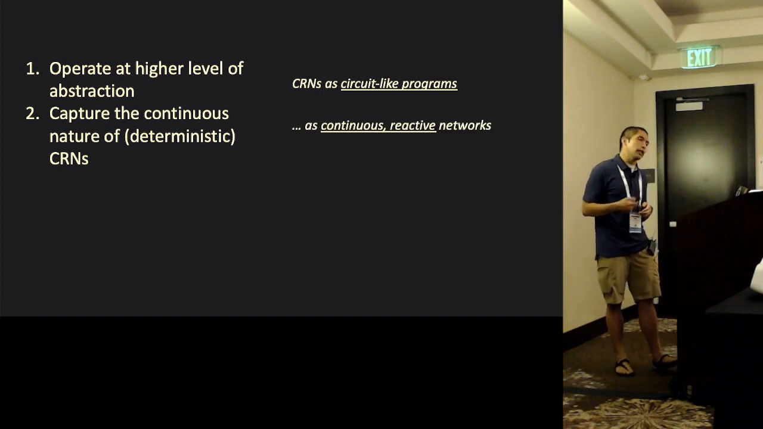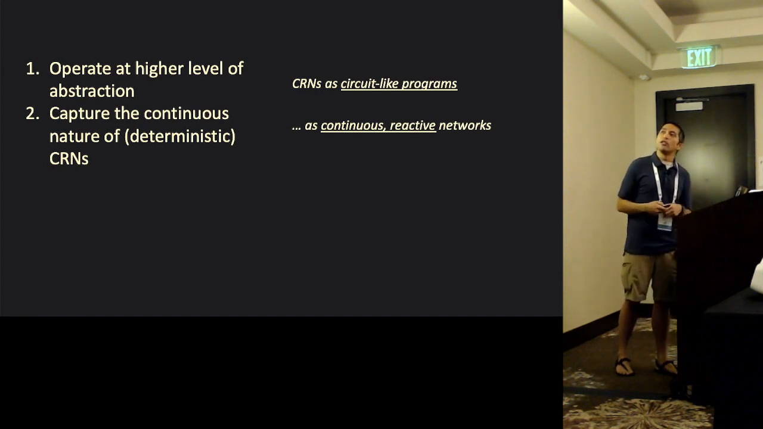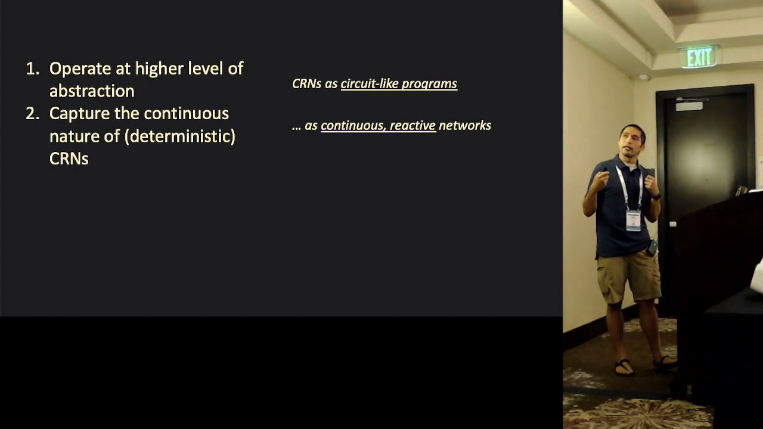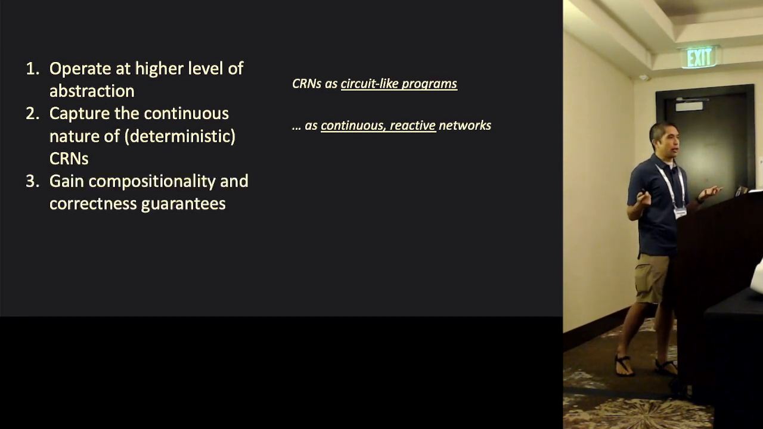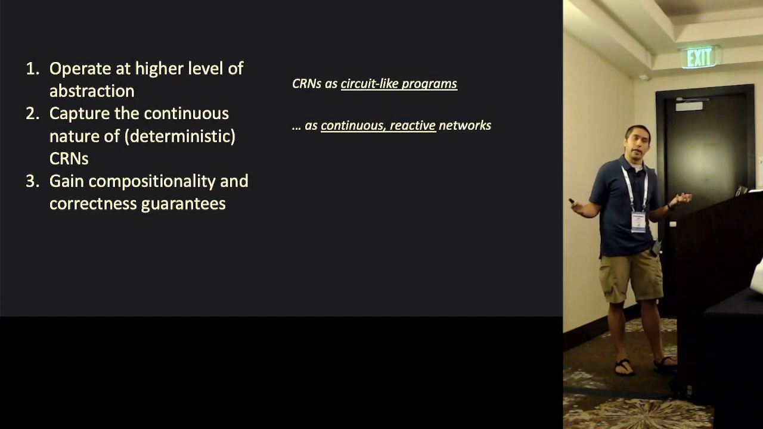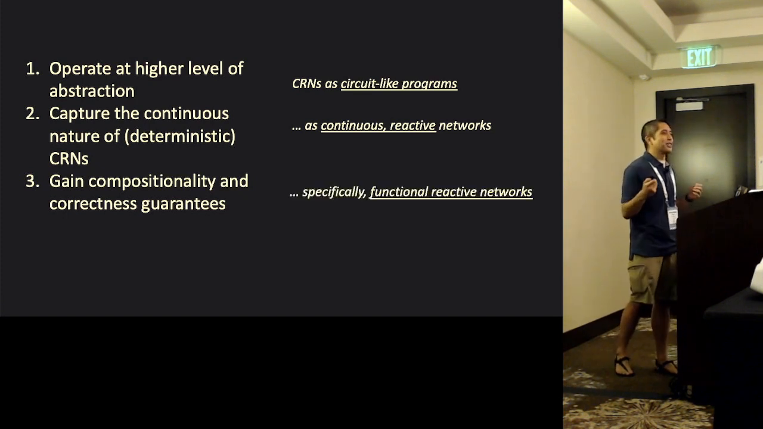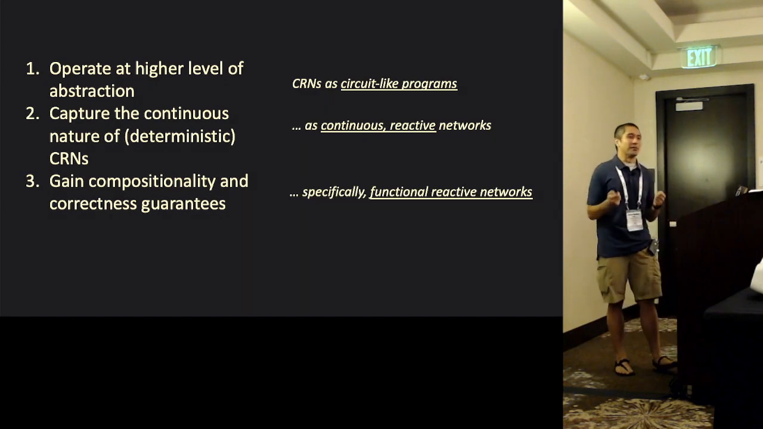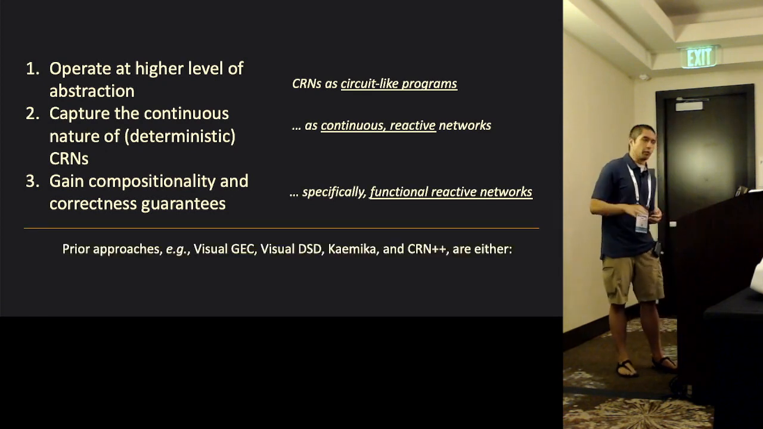And so luckily, the programming language community has something for that. We have this idea of a continuous reactive programming paradigm. And so we're going to realize our CRNs as continuous reactive networks, right? And the final thing is compositionality and correctness guarantees, something that the ICFP community loves, right? And so we're just going to use the word functional in the front, and all of a sudden everything is solved. This is great, right? That's our shtick, this idea that we're going to realize CRNs as functional reactive programs, right? There's been a lot of work here before, just for the record.